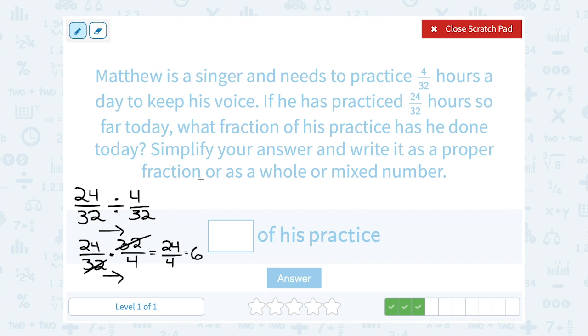So that means he's done 6 times as much practice as he needs to a day. That makes sense because 24/32 is much bigger than 4/32.